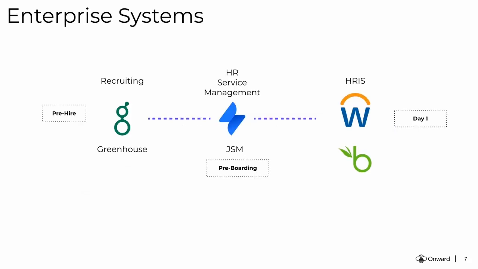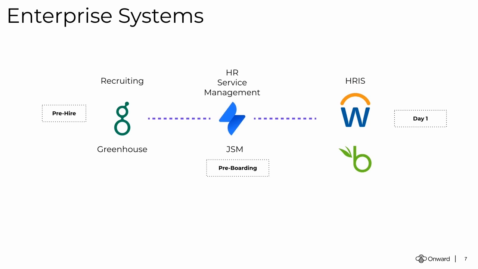Let me walk you through some of the common systems. The pre-hire, which is the recruiting. In this case, let me use Greenhouse as an example, a common application used for applicant tracking and recruitment. In the middle is the core function of service management. The common application we use is Jira Service Management, which is used for pre-boarding and getting the candidate ready for day one. And finally, HR application systems. Again, for example, Workday for large enterprises, BambooHR for small and medium enterprises.